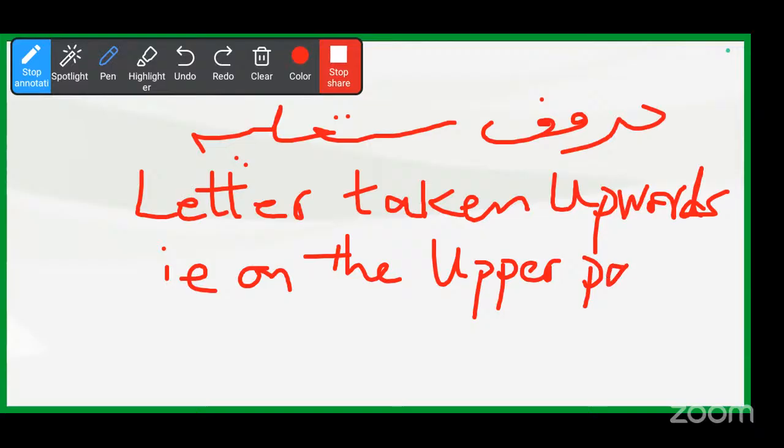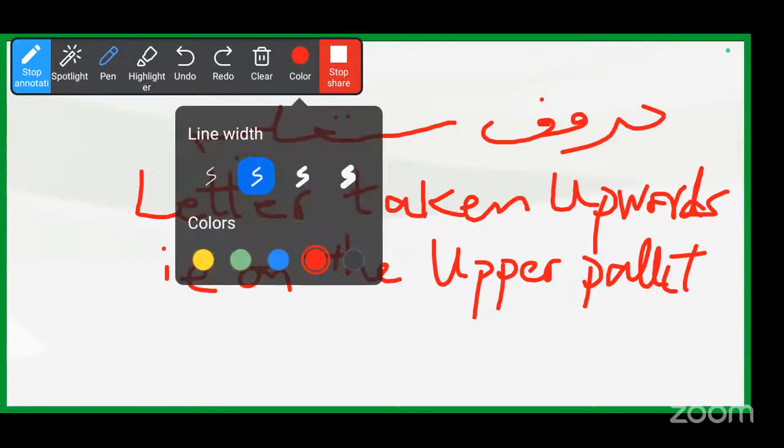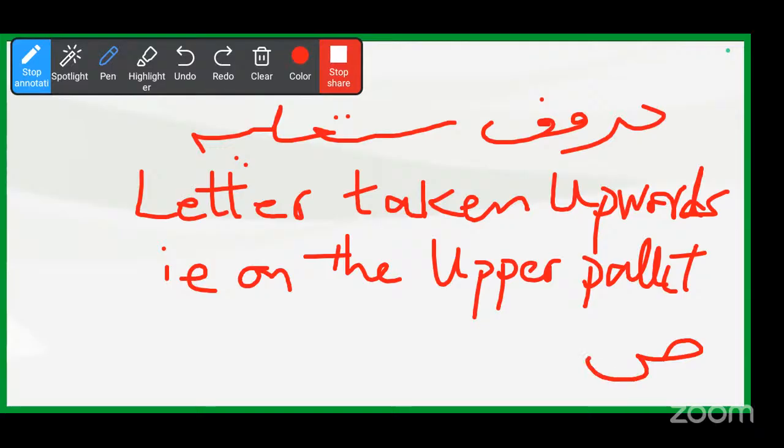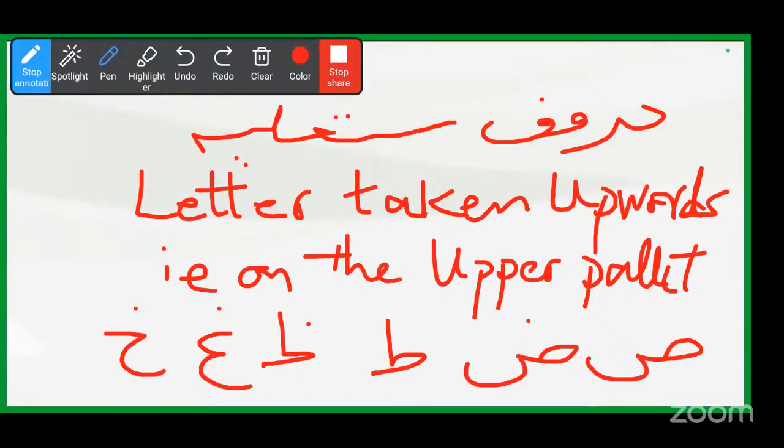So the tongue touches the upper palate when you pronounce these letters. Musta'li, Ain Lam Ya, means high. So you pronounce them high. So what are these high letters? Qad, Dad, Ta, Za, Ghain, Kha, Qaf. These seven are huruf musta'liyah.